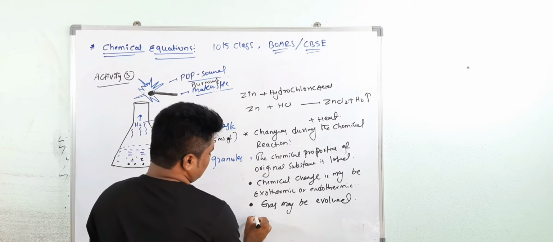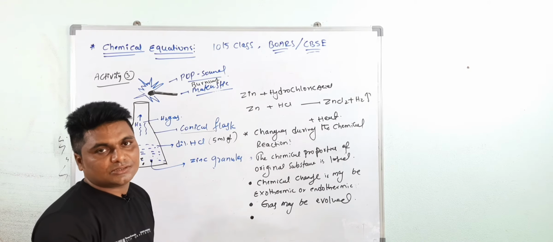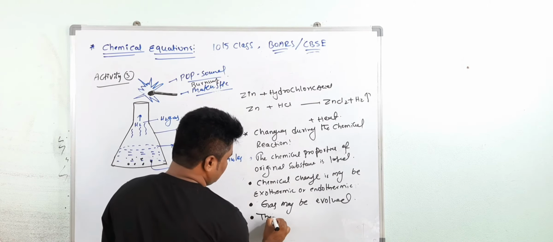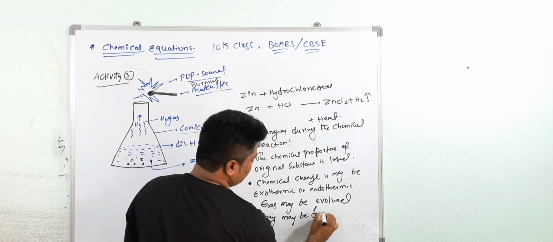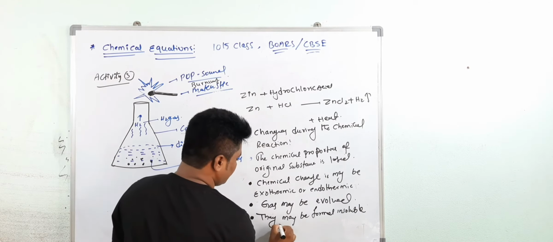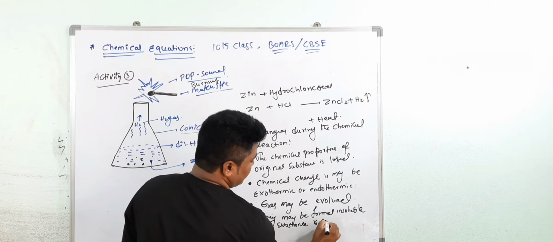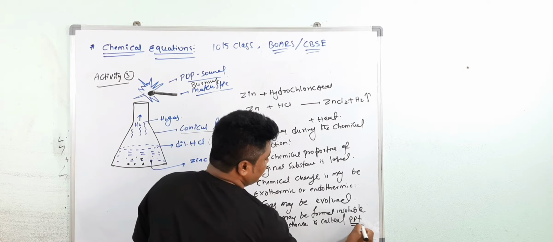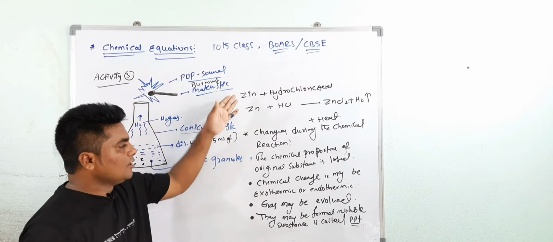Now, the fourth change is that they may form an insoluble substance that is called a precipitate. An insoluble substance is called PPT. PPT means what? Precipitate. Okay, these are the four changes you can see in a chemical reaction.